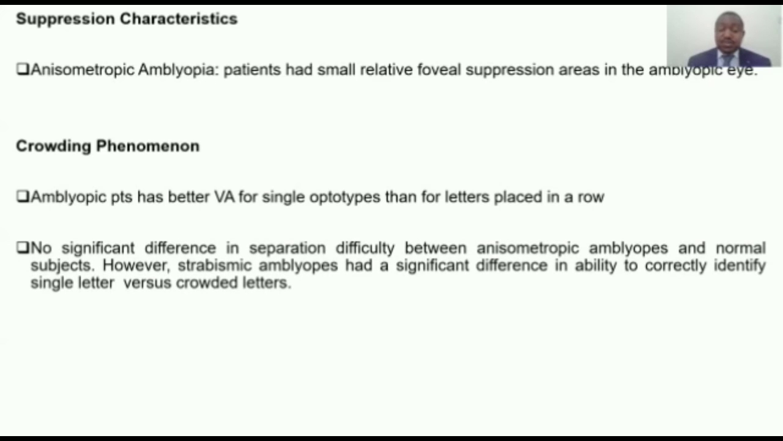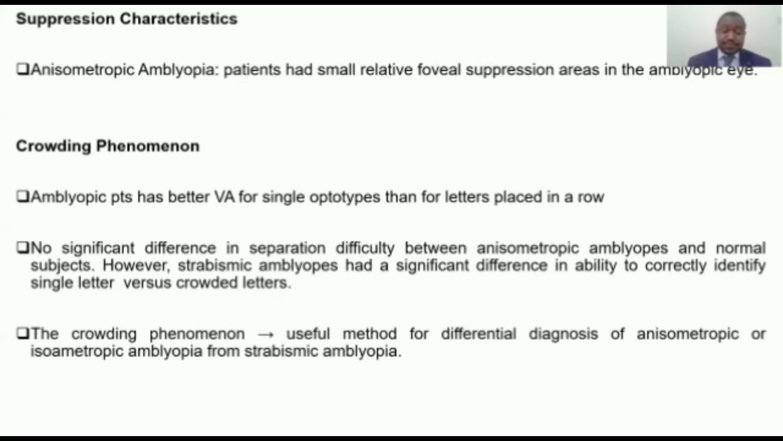There is no significant difference in separation difficulty between anisometropic amblyopia patients and normal subjects. Patients with amblyopia due to anisometropia have no more difficulty than normal subjects in identifying a single optotype or optotypes in a row. However, strabismic patients have a significant difference in the ability to identify a single letter versus crowded letters. For that reason, the crowding phenomenon is a very important and useful method for differentiating patients with refractive amblyopia, anisometropic or isometropic, from patients with strabismic amblyopia.